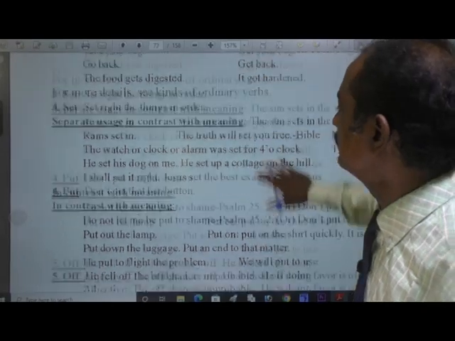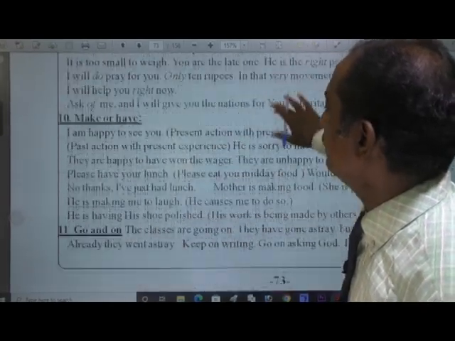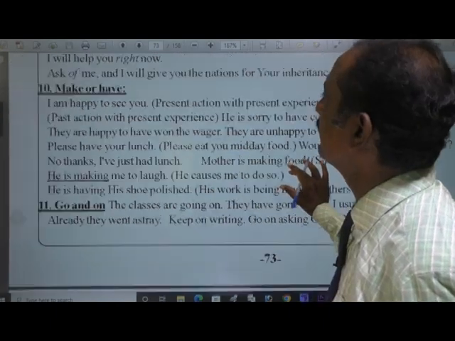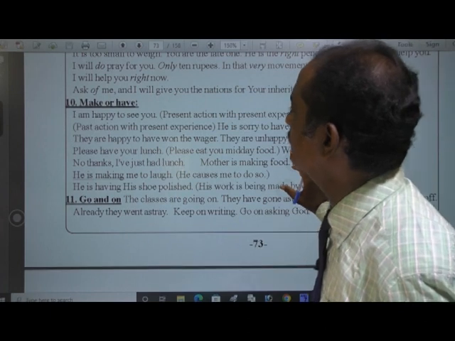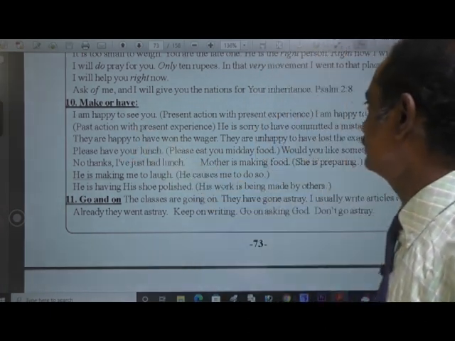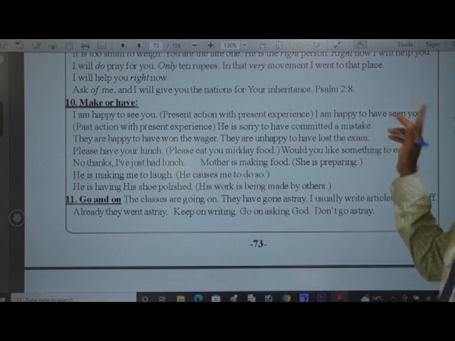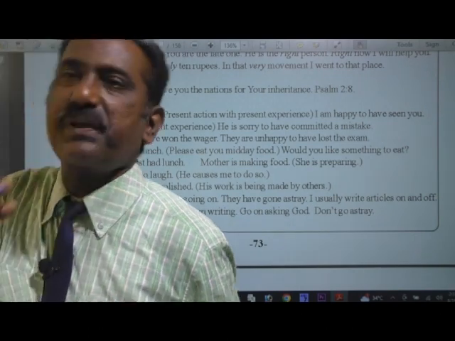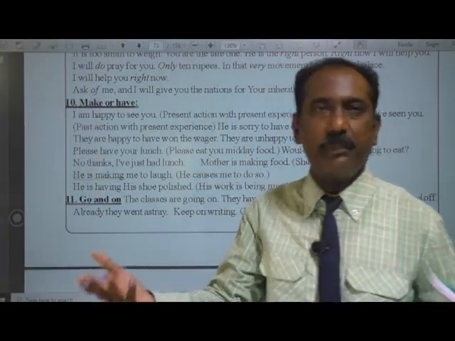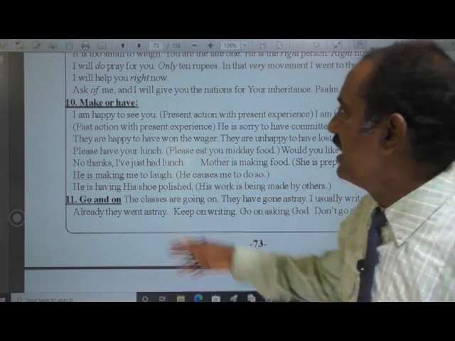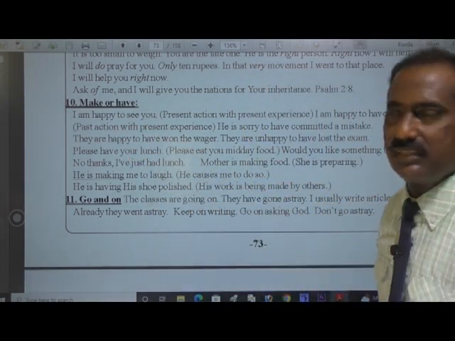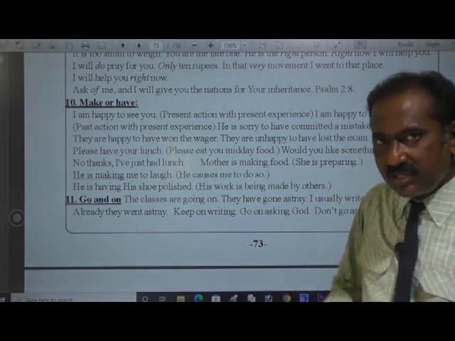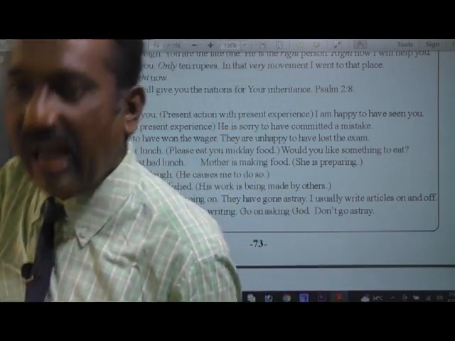Just fundamentals I gave you. Keep on going. I gave so many important idioms. Make or have. I am happy to see you is a present action. I am happy to have seen you is a local expression. Usually non-English speakers say, I am happy to see you. But native people usually say, I am happy to have seen you. Something colloquial in their style.